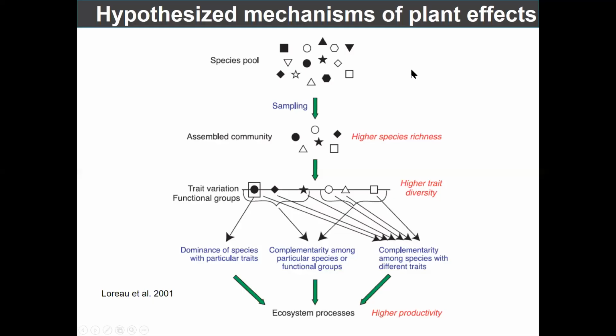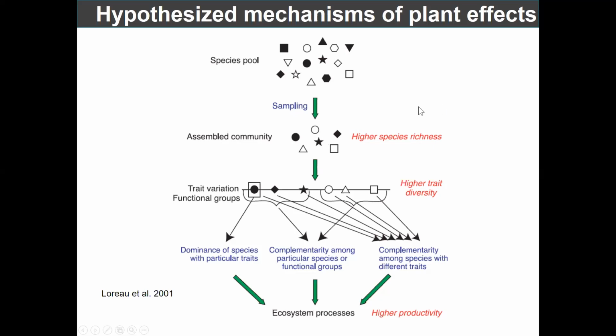Okay. So these different mechanisms are called the mass ratio hypothesis or the niche complementarity hypothesis. And I'm gonna explain how that works here. If you have a species pool and you sample different communities, you can have variation in your community, represented from trait variation of the most dominant species on the left part of the diagram towards higher trait diversity, which tends to be correlated with higher species richness.